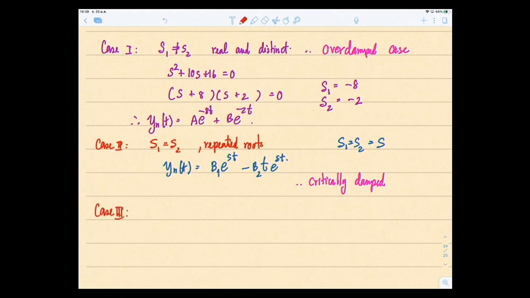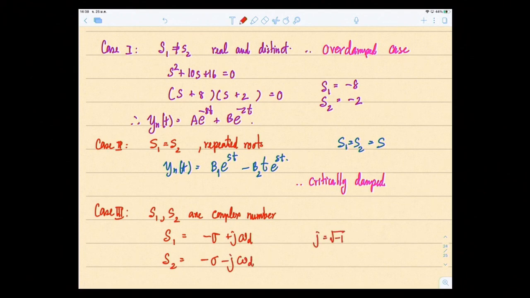Case 3. When your S1 and S2 are complex numbers, the value in the square root is negative. When you apply the formula to find S1 and S2, it turns out S1 is equal to minus sigma plus j omega d, and S2 is equal to minus sigma minus j omega d, where j is equal to the square root of minus 1.